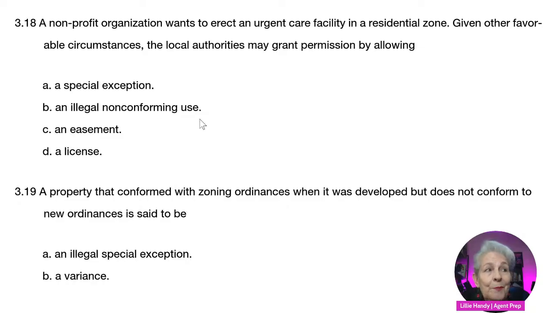Well, it won't be illegal nonconforming use, right? Because it's here, the local authorities may grant permission. So they're not going to grant permission for illegal. So immediately get rid of that one.